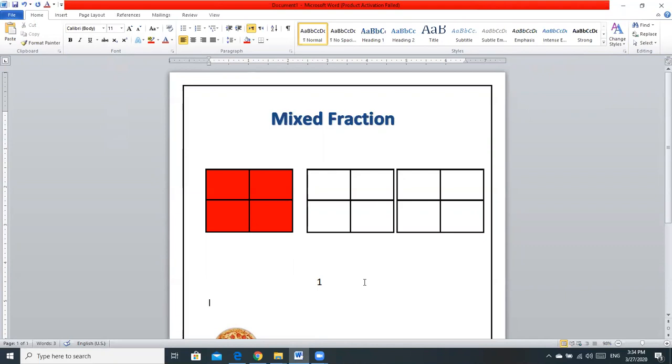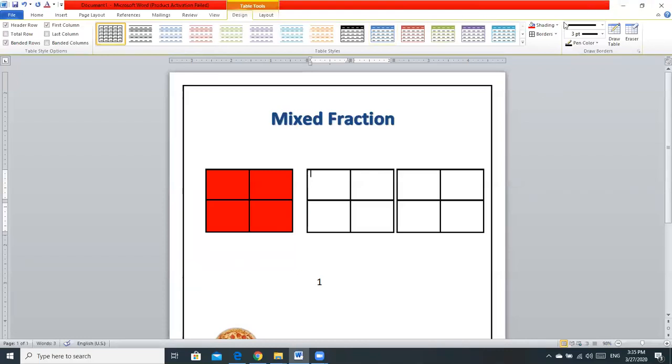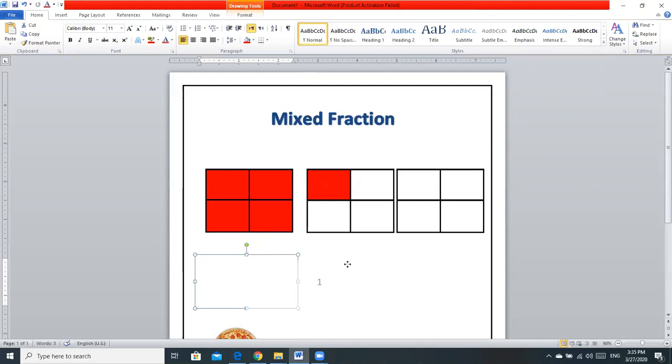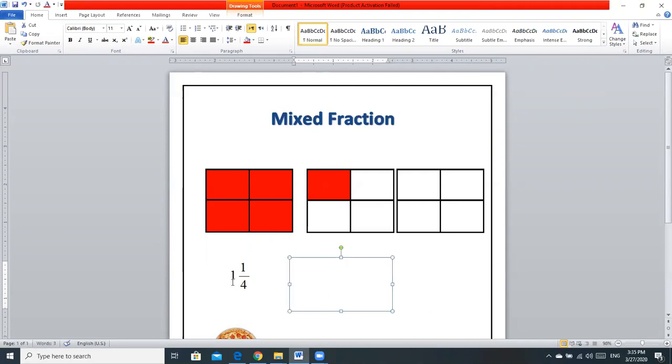Now, oh miss, I still want to eat another chocolate. I love chocolate so much. So, okay, let's eat another part from the other chocolate. Then now I eat what? I eat 1/4. I eat 1/4 of the chocolate.